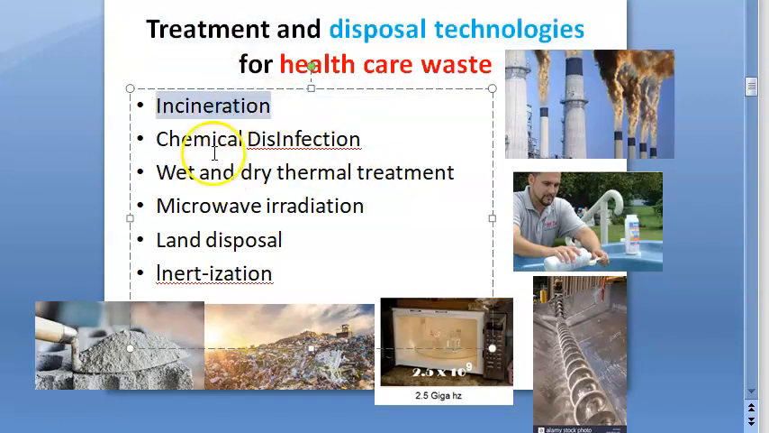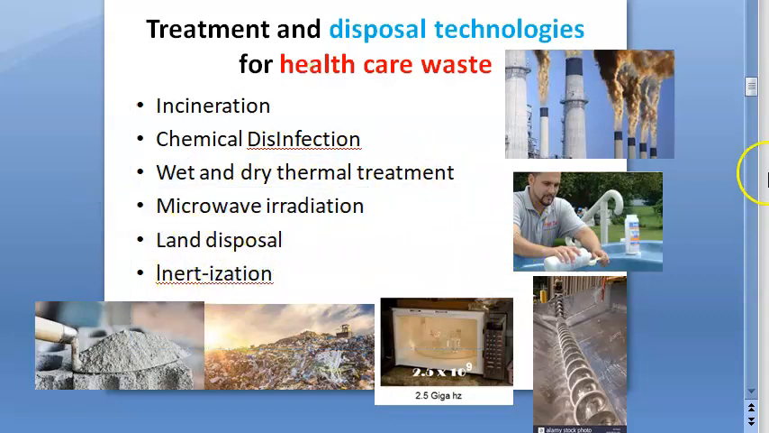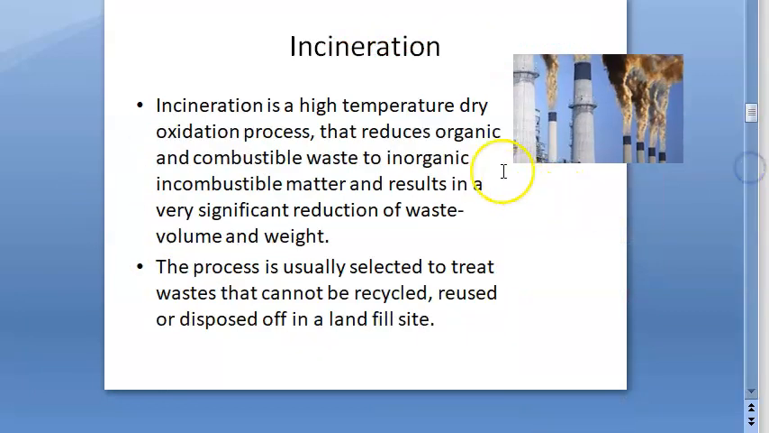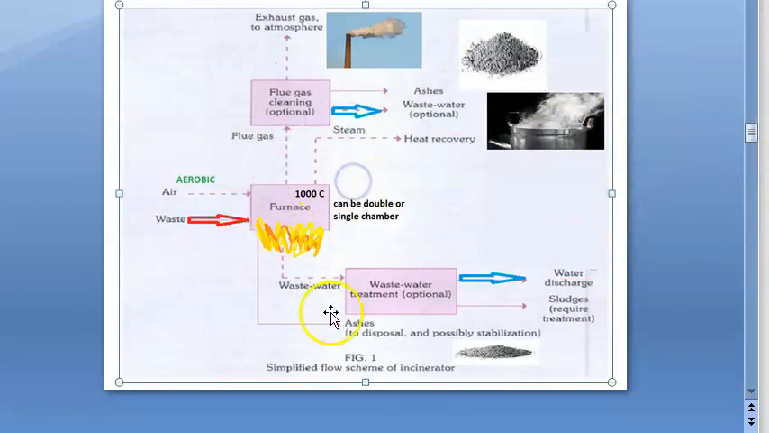Each of these we'll have to look into in detail. What is incineration? What is chemical disinfection? What is wet and dry thermal treatment? What is microwave irradiation? What is land disposal? What is inertization? So quickly we'll look at them once, then again we'll look in detail. What is incineration? Incineration means high temperature, around 1000 degrees. They will just burn everything. They'll get ash. All this heat and steam they can use to generate electricity, etc. And this is the process of incineration.